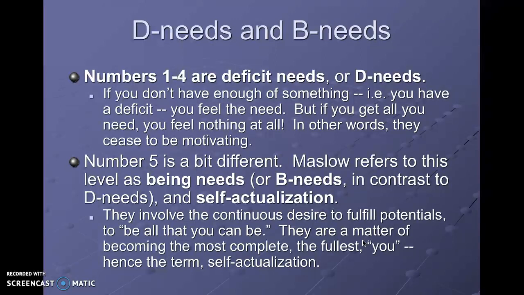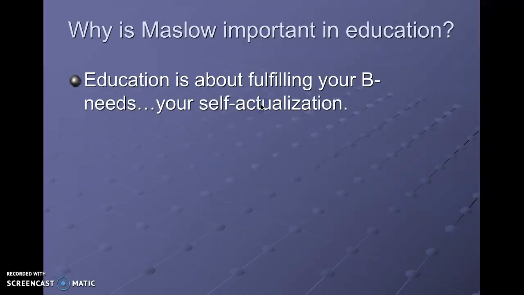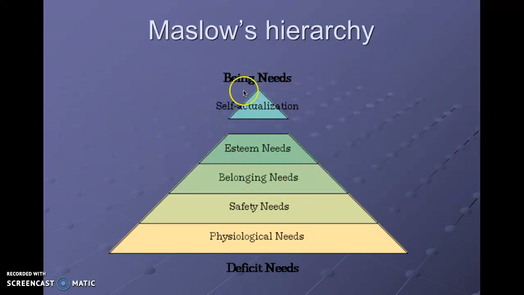Number 5 is a little bit different. It is a being need. The idea is self-actualization, to be all that you can be. And the reason that this is important in education is because self-actualization, here at the top of the pyramid, is actually where education occurs. So all of these other things get in the way and draw away energy from education.